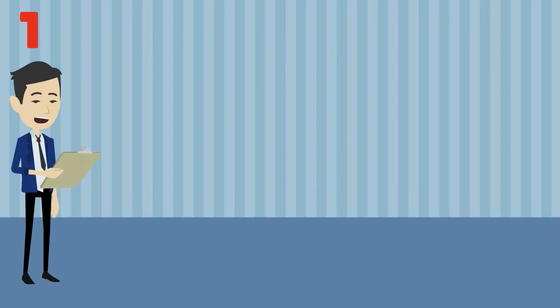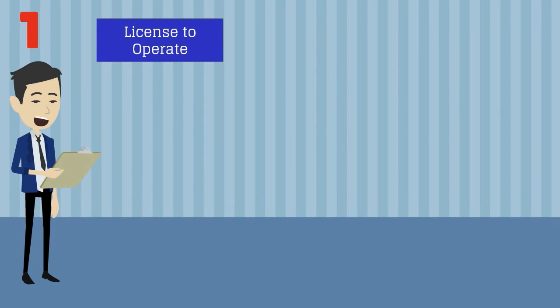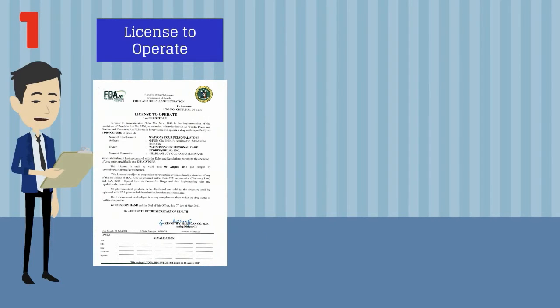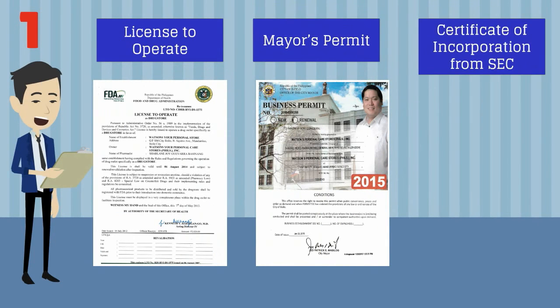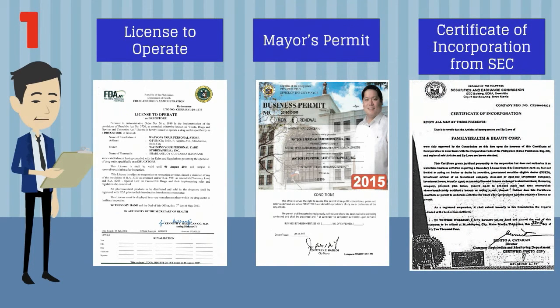Lastly, we will focus on areas inspected by FDA during a visit. First documents inspected are the license to operate, mayor's permit, and certificate of incorporation from SEC.